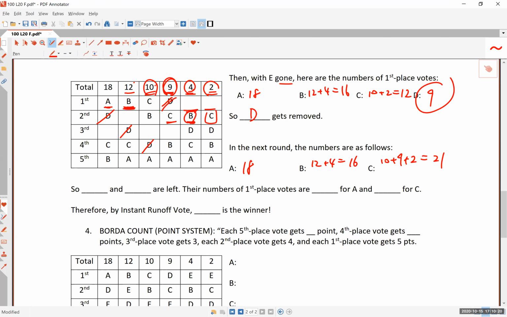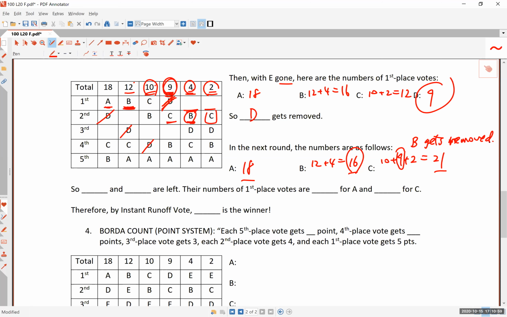And that's 21 people now that C has. Ooh, because D got dropped out, C gained quite a big endorsement, right? 9 people joined the C camp, and so this 9 is the extra that C didn't get at first. So at this point, A has 18 votes, B has 16 votes, C has 21 votes. B is the one with the least number of first place votes, so B gets kicked out. You get that? So B gets removed at this point.